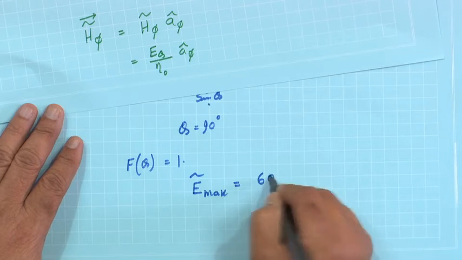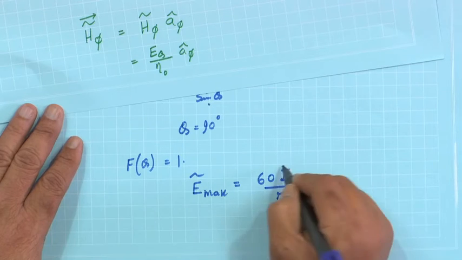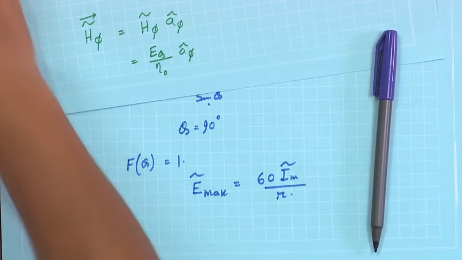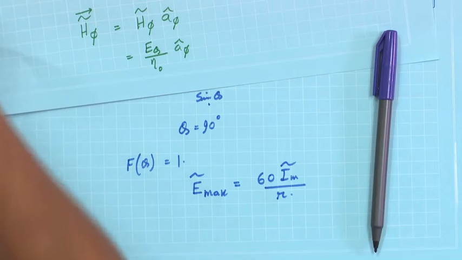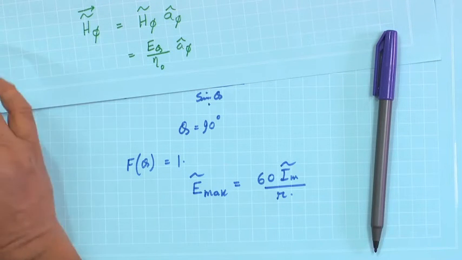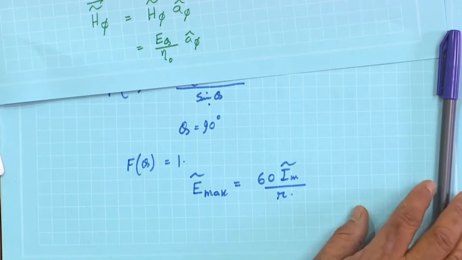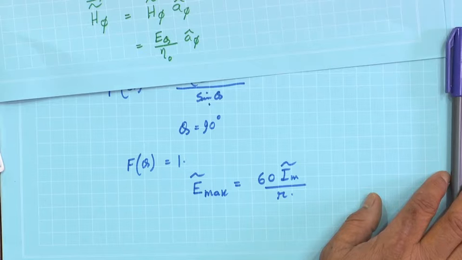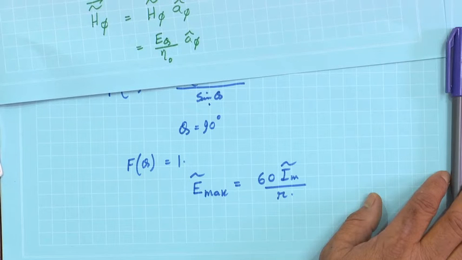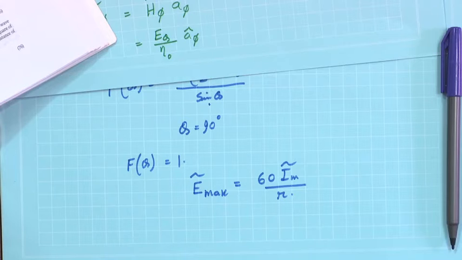It is 60 Im by R. So, what is Im? It is the maximum current. Now let us look at this f theta. If we plot it versus theta, we get the pattern.